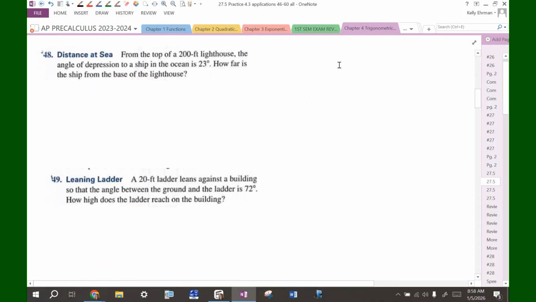All right, 48. From the top of a 200-foot lighthouse, the angle of depression to a ship in the ocean is 23 degrees. How far is the ship from the base of the lighthouse? Okay, where do I start? I start with a right triangle drawing.